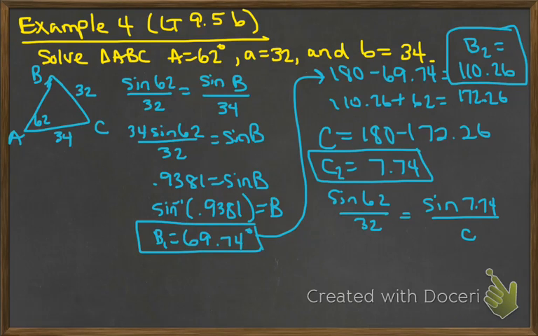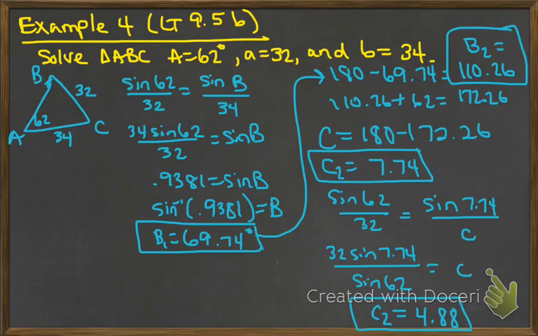So do your cross multiplying, so 32 times the sine of 7.74 over the sine of 62. Sorry, it looked like a decimal up above. So the sine of 62. Type that into your calculator, and then you get your C2 value, or your second C value, to be 4.88. So that takes care of our second triangle.